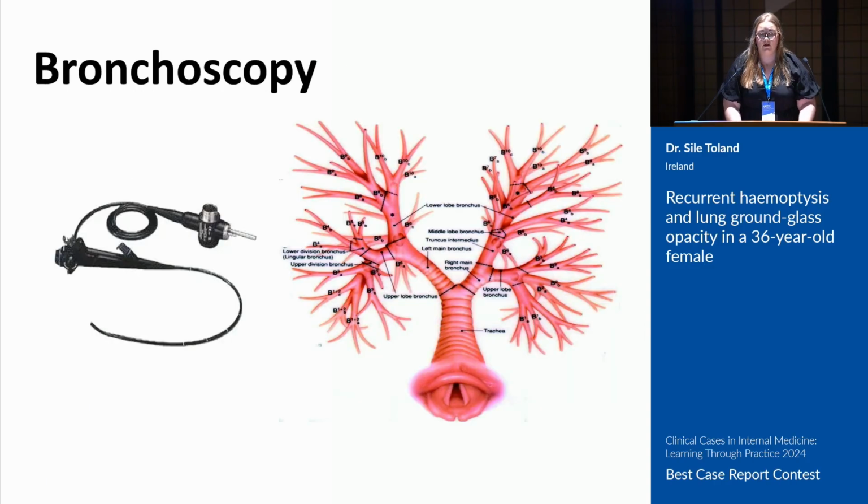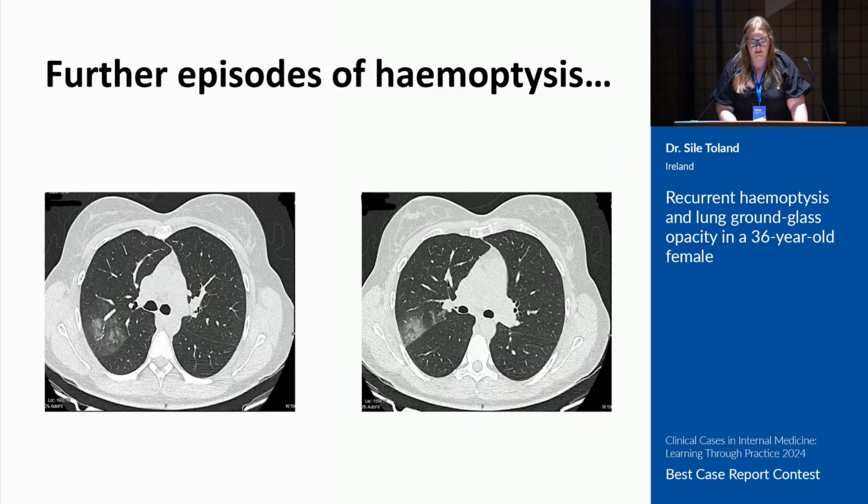Following this, because she had recurrent haemoptysis, she had a bronchoscopy. During the bronchoscopy, what we could see was just some evidence of old blood in her right upper lobe, some clotting, and the biopsies just showed some epithelial haemorrhage, but her histology was normal. It didn't show any abnormal tissue present. One month later, she had a further episode of haemoptysis. What we can see is again a ground glass opacity. It's less dense on this occasion.